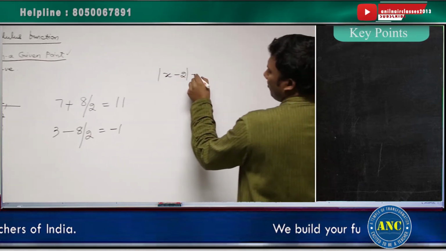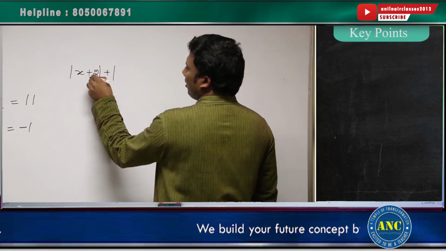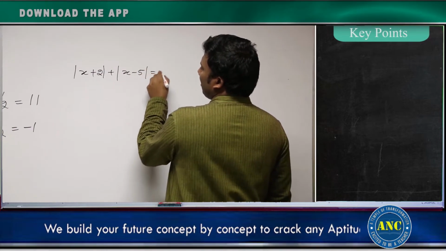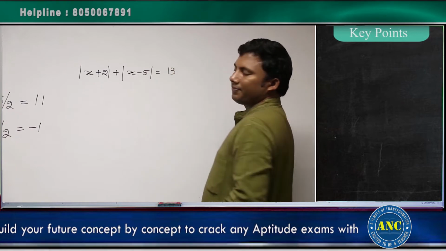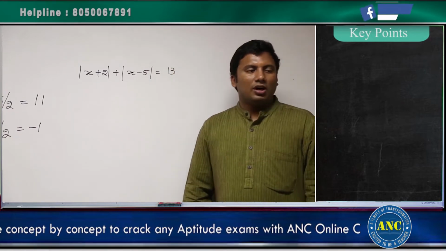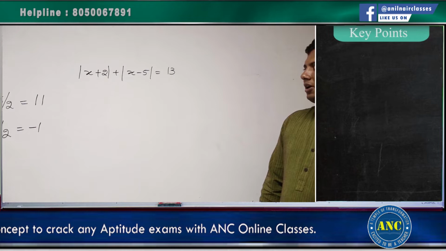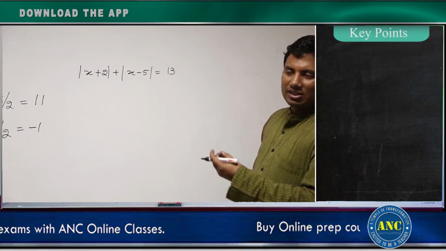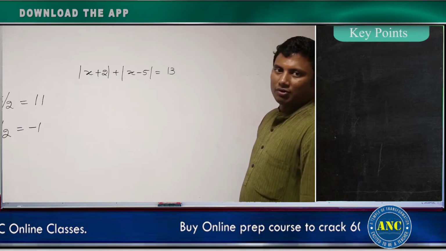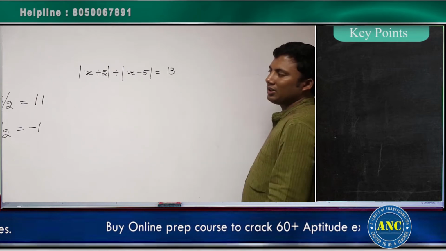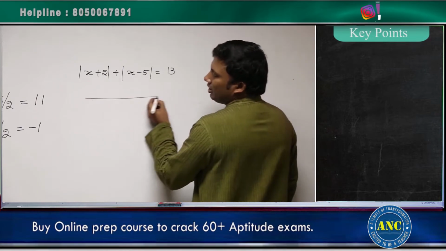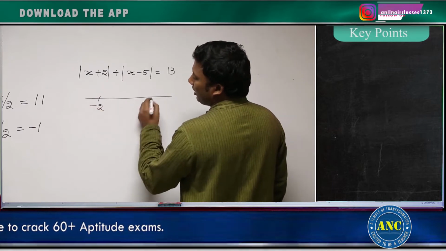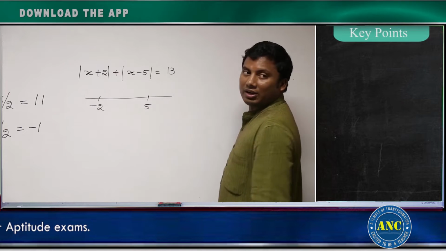Mod x plus 2 plus mod x minus 5 equivalent to 13. A practice question. Just by looking at the question, you will get the answer. Again, I am solving method 4. I am carrying forward in method 4. Step number 1. Critical points of x are minus 2 and 5.